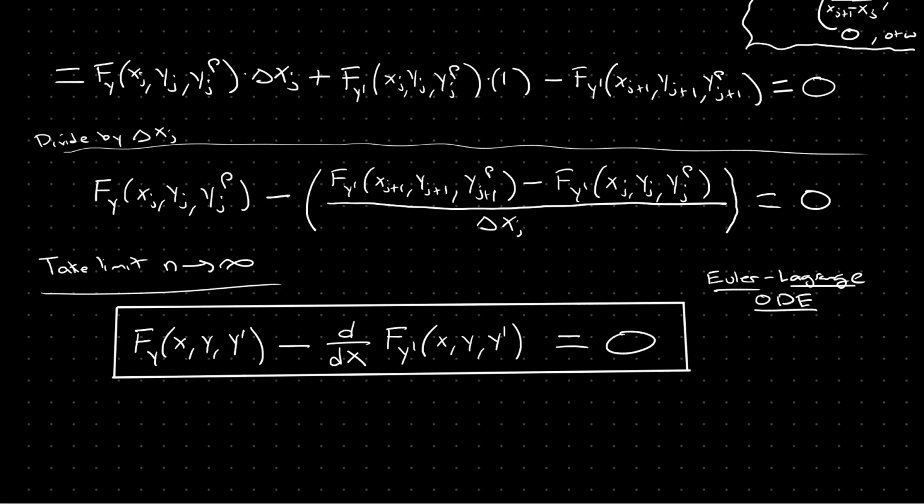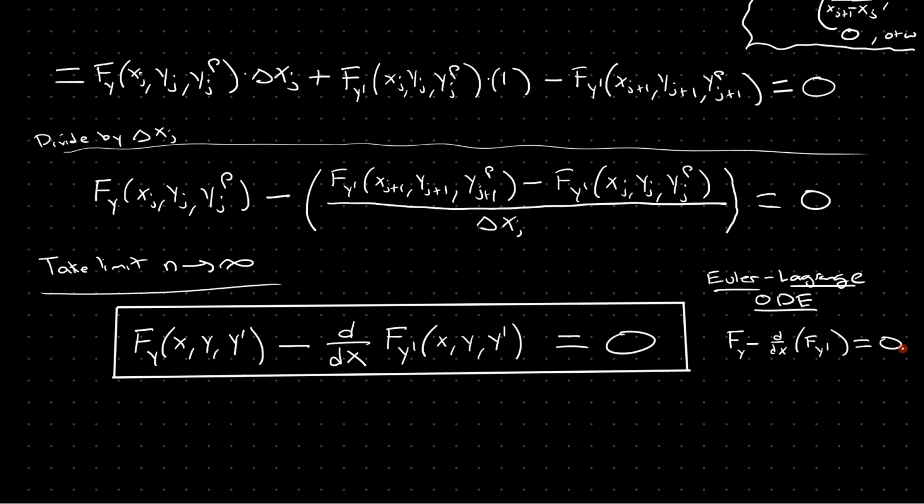If we accept the fact that f, f_y, f_y prime are all functions of x, y, and y prime, we can abbreviate this equation as f_y minus the x derivative of f_y prime. Just a more compact way of writing down the Euler-Lagrange ODE.